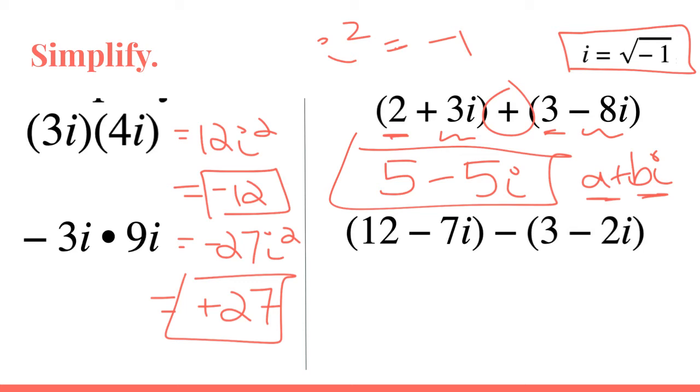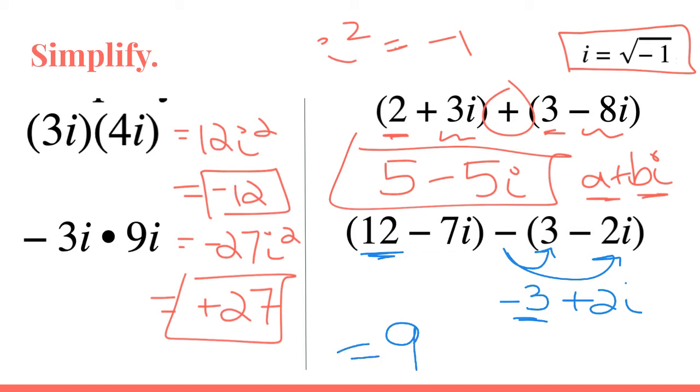All right, in the next question, we are going to have to minus everything in the second parenthesis. So it actually becomes negative 3 and positive 2i. We now combine our like terms. 12 and negative 3 makes 9, and negative 7i and positive 2i makes negative 5i. There's nothing else we can do with that. That's called a complex number. That would be our answer.